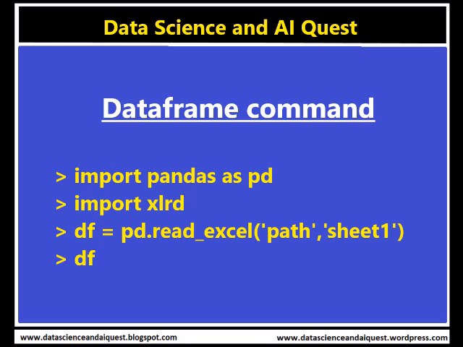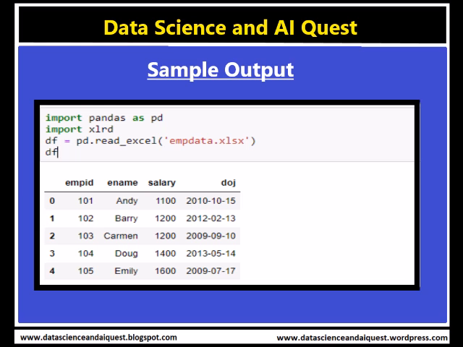Then after this is done, one can call the df object that had been created before. So the output would be the items, or the data, that had been stored in the Excel file, and all the contents would be displayed after the df command is called.